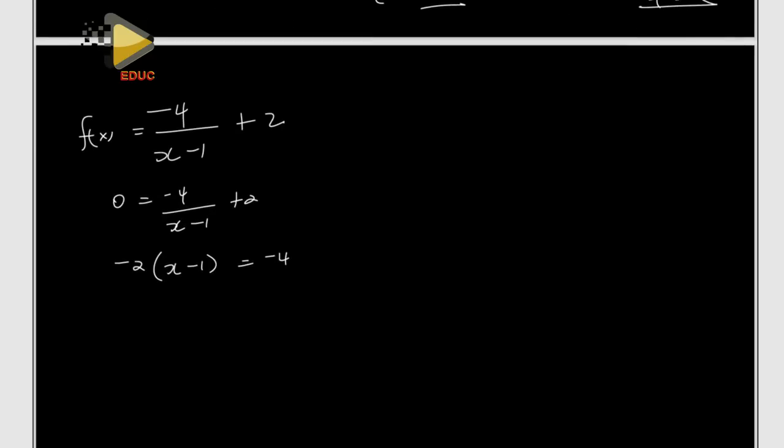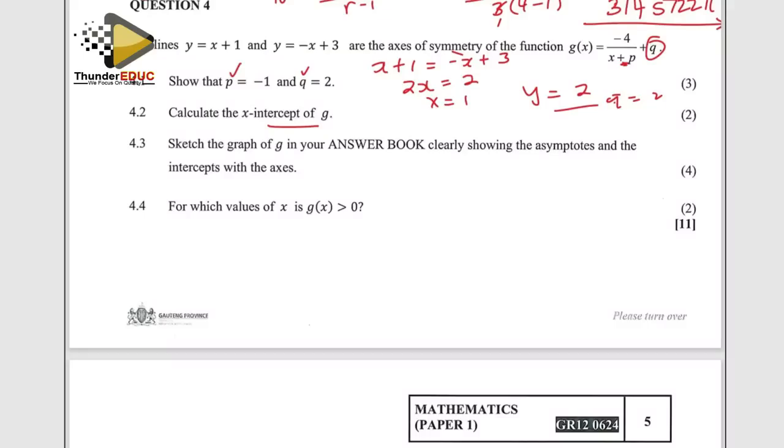All right, open this up. We have a negative 2x plus 2 is negative 4. Move it that side. Negative 2x is negative 6, which means x is 3. So the x-intercept is going to be 3 and 0. Okay, so that is done. Then they want us to sketch this, in the answer book.